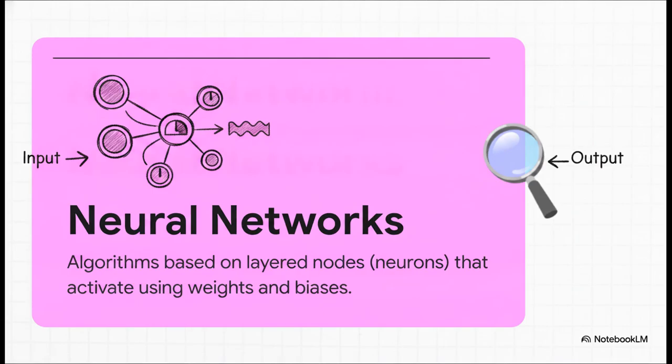Zooming in again, we find neural networks. These are actually inspired by the human brain. The algorithms use mathematical weights, which you can kind of think of as dials being tuned on a soundboard, and biases that function as built-in thresholds. An input signal comes in, flows through these nodes, which are organized in layers, gets multiplied by those weights, shifted by the biases, and finally gives us an output.